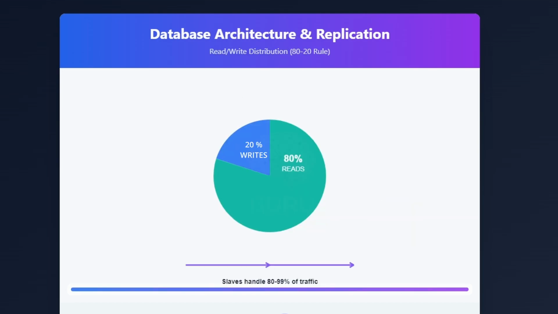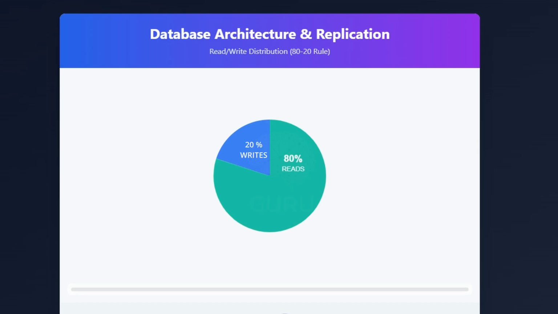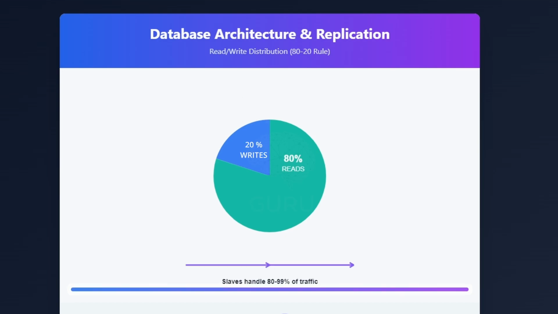And this architectural choice is based on the 80-20 rule. Most applications are overwhelmingly read-heavy. So by offloading, say, 80 to 99% of all the read operations to the slaves, we dramatically reduce the load on the supercritical master. Exactly. It allows the master to focus exclusively on guaranteeing the integrity of the data writes. And we often provision multiple slaves for every one master to handle that distributed read load.